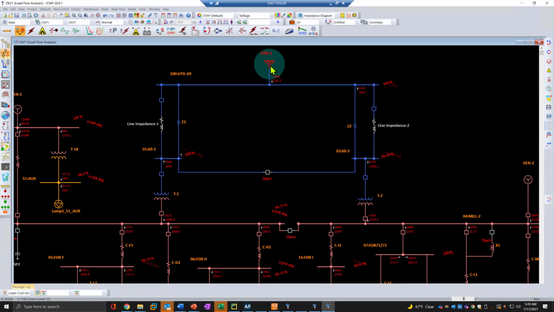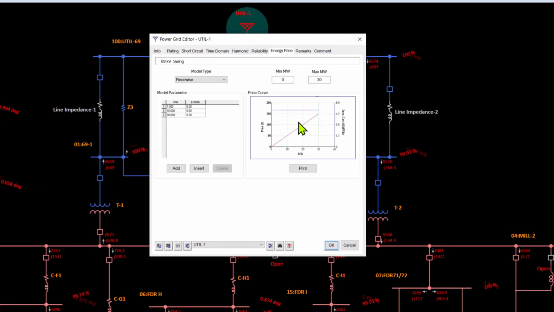So let's take a look at the utility price, which is the energy price from the grid, and this is defined also based on a piecewise model. And you can also define the minimum and maximum dispatch for the grid that you want to constrain or limit the utility power. The model parameter also gives us a piecewise value of the cost per megawatt. What is the cost per megawatt hour? So you can see the price and the incremental price in dollars per megawatt hour as well.